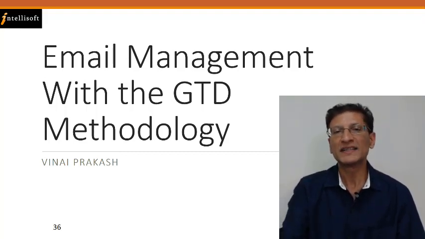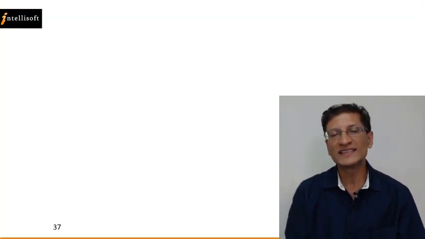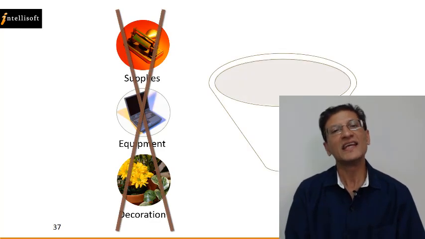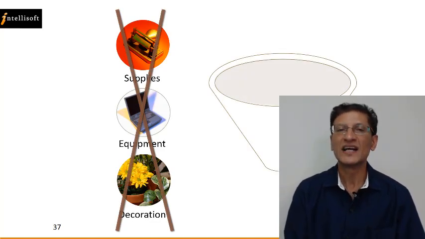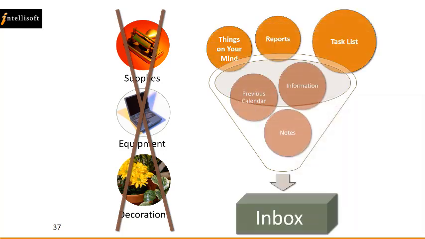So, a very simple system that I like to share with you, and I have modified and simplified it for easier implementation. The only things that don't go into this system are decorations, supplies and equipment. Everything else, emails, to-do lists, calendar, tasks, all these things that are on your mind and in your email that are happening all over the place, that's what we are going to learn. They all go into one big inbox, and from here we are going to process them one by one.